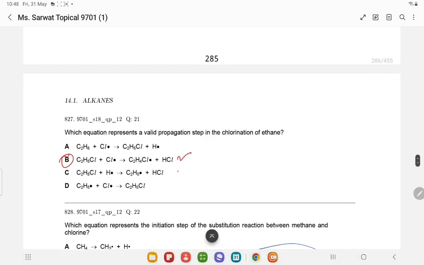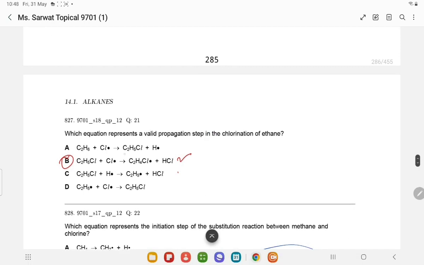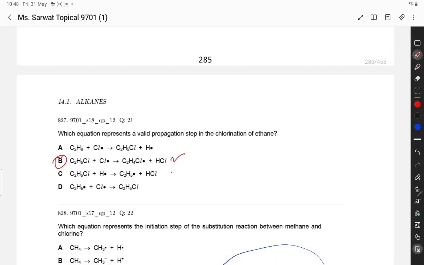because hydrogen is not part of a propagation reaction. Hydrogen is not a propagation reaction. This is termination, and this is also hydrogen. So this option is correct option.